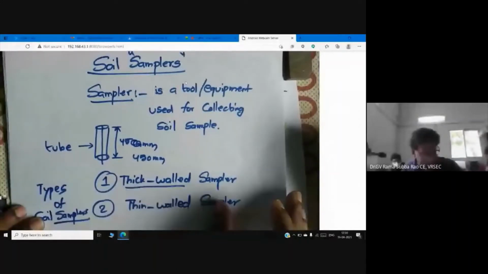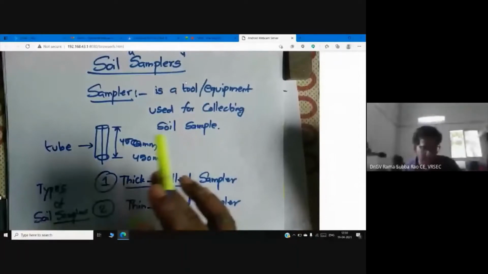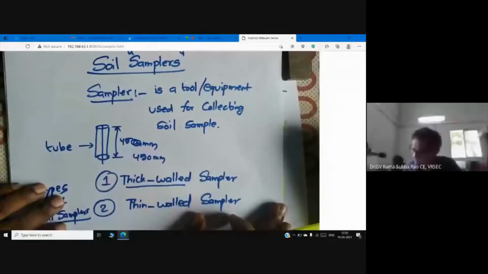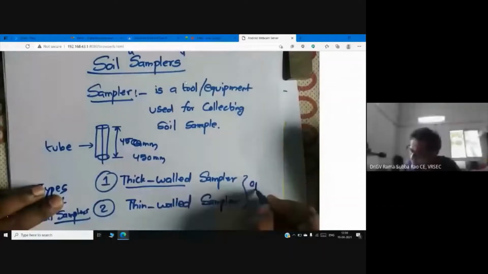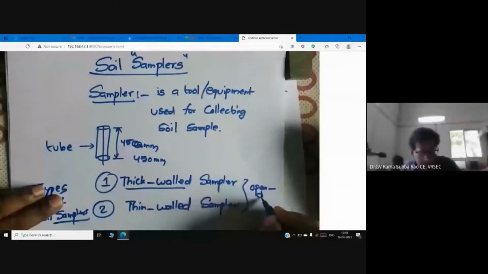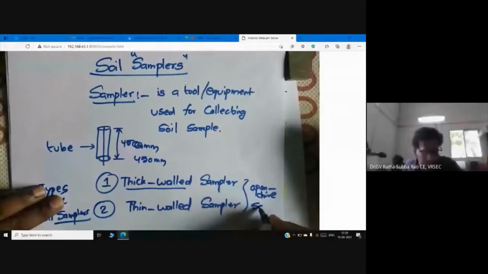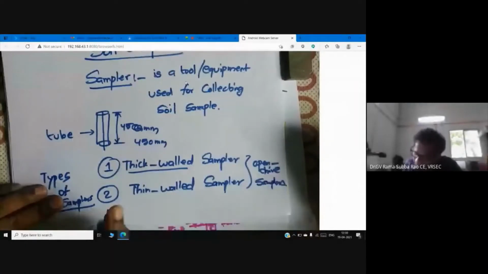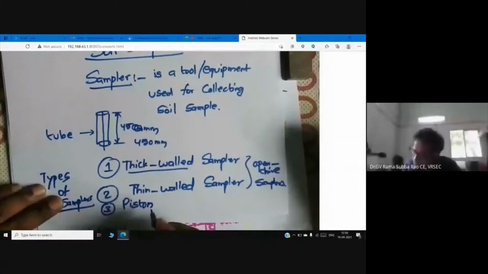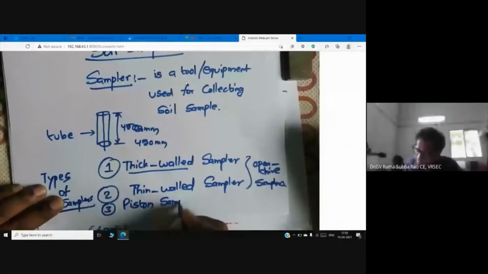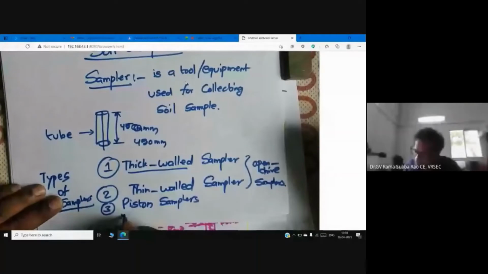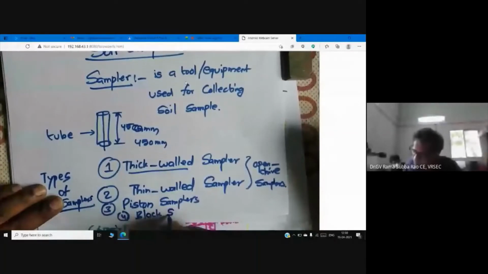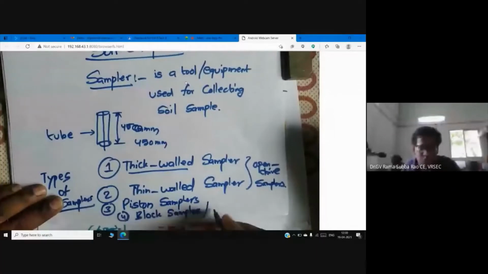So here you can see now, these are the quite commonly used samplers. Okay, thin wall and thick wall. This actually comes under open drive samplers. And apart from that, we are having piston sampler, and we are having block samplers. Block samples also called chunk samples.